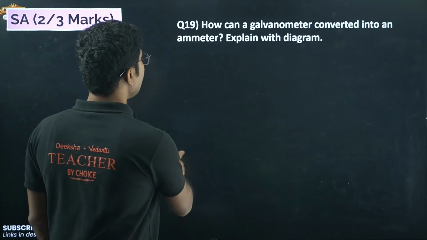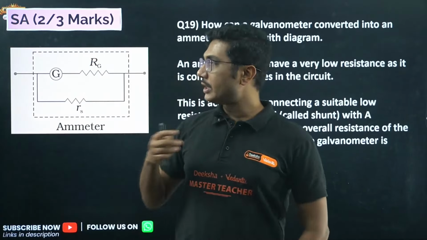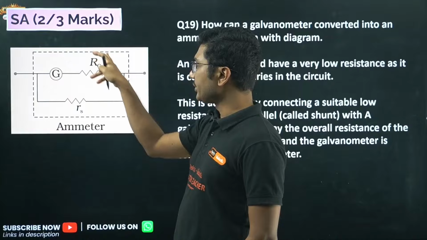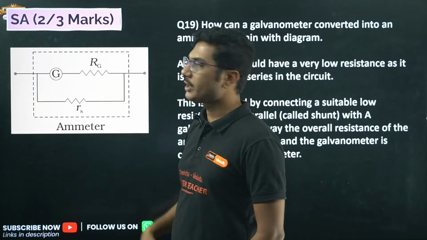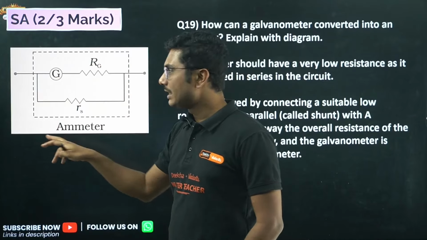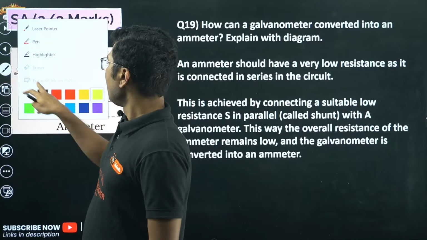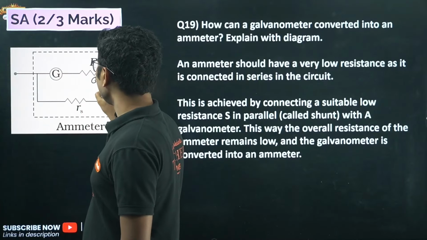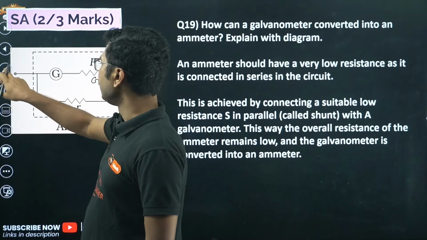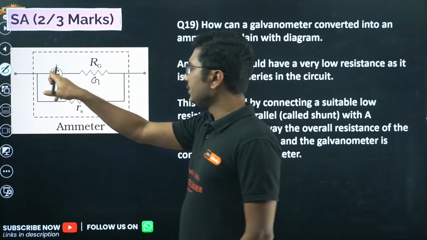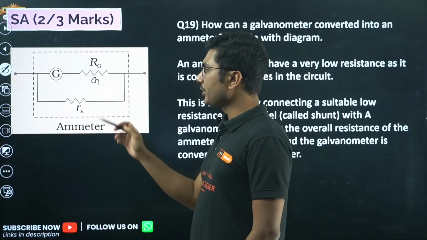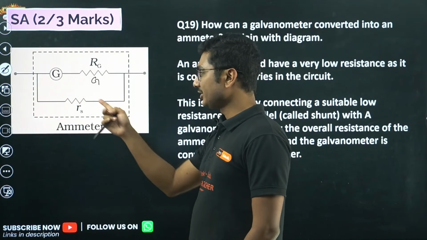The circuit diagram is given by this. So here you can see the galvanometer with its own resistance. Rg is the resistance of the galvanometer. Generally we denote it by G, G for genius. Some textbooks denote it by Rg. So G is the resistance of the galvanometer and Rs is the shunt resistance.